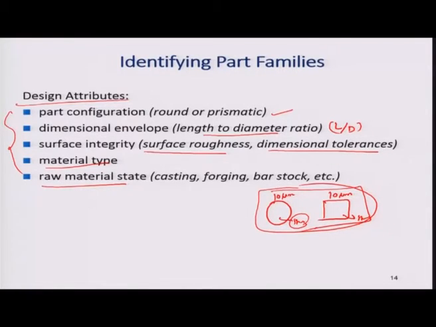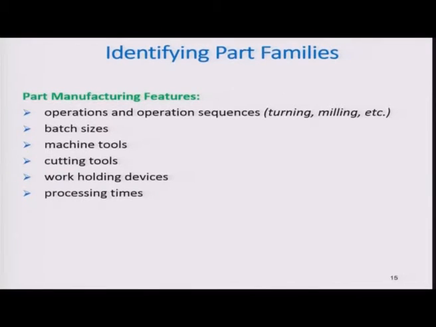Those are the other design attributes. And part manufacturing features are the manufacturing attributes. How will you club your parts according to your manufacturing features? For example, operation and operation sequence. Suppose that in each part turning is required, so you can club those parts in one group, and that will be called one part family. Batch size, machine tool, cutting tool, work holding devices, processing times: these are the ways to make a part family.